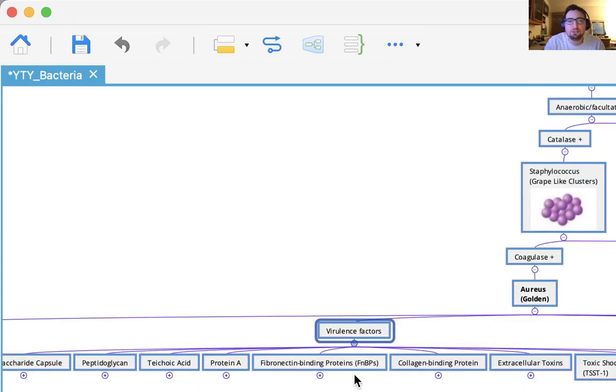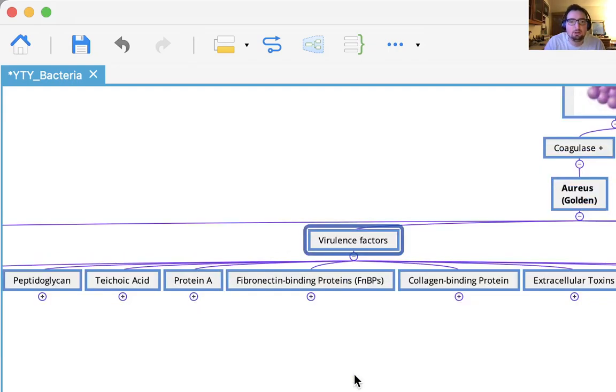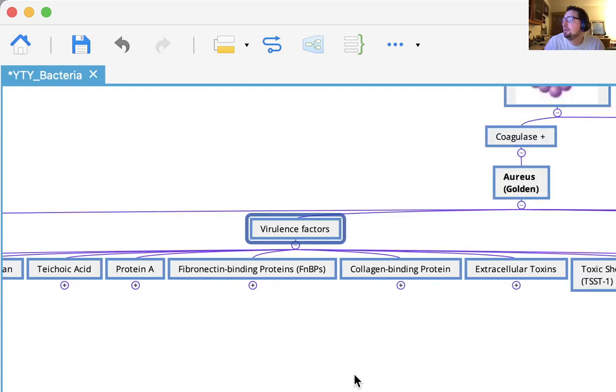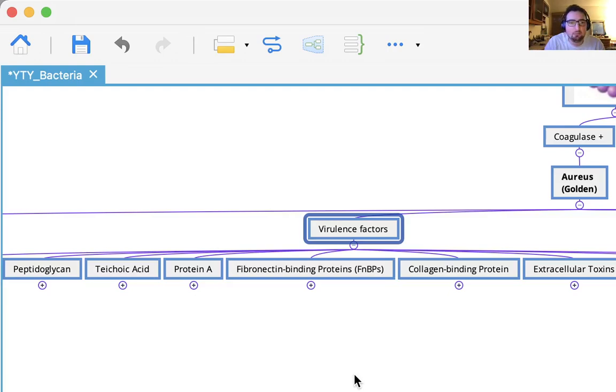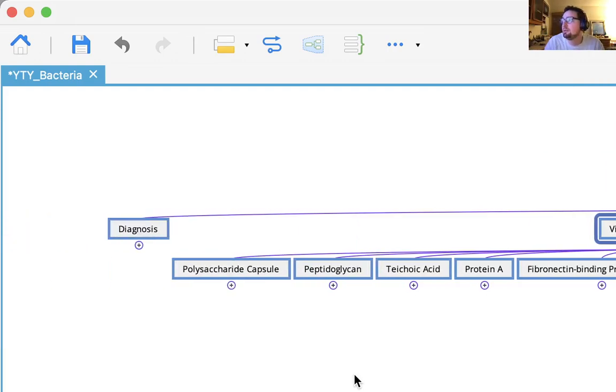I know this seems like a big old list, and that might seem scary, but I promise it's not going to be that big a deal. As we go through them, I'll point out the important parts. So let's start with the polysaccharide capsule.